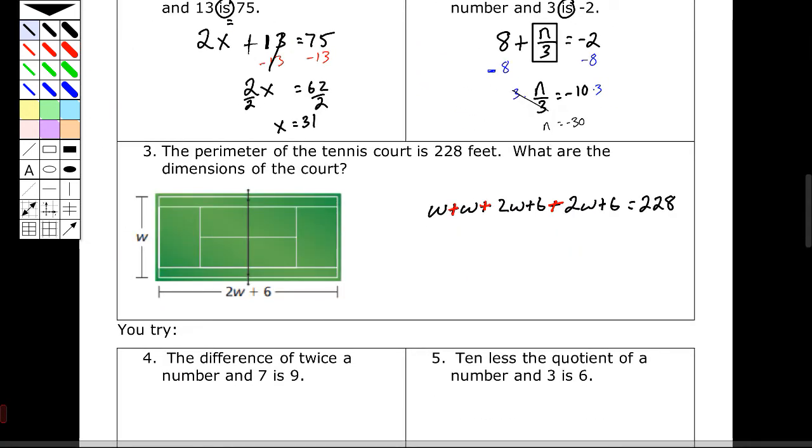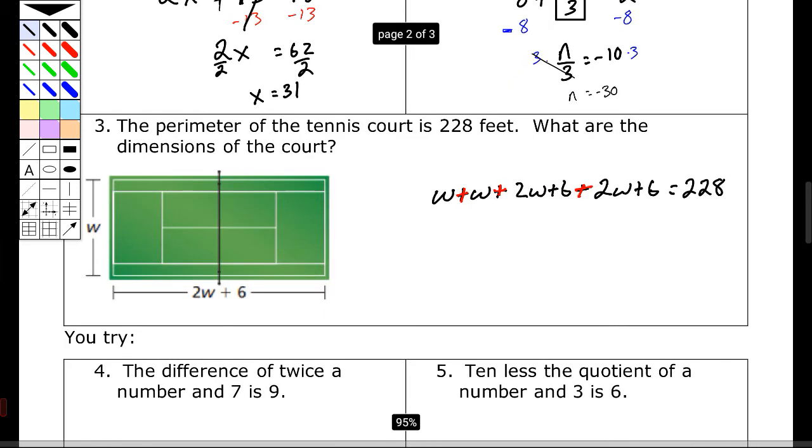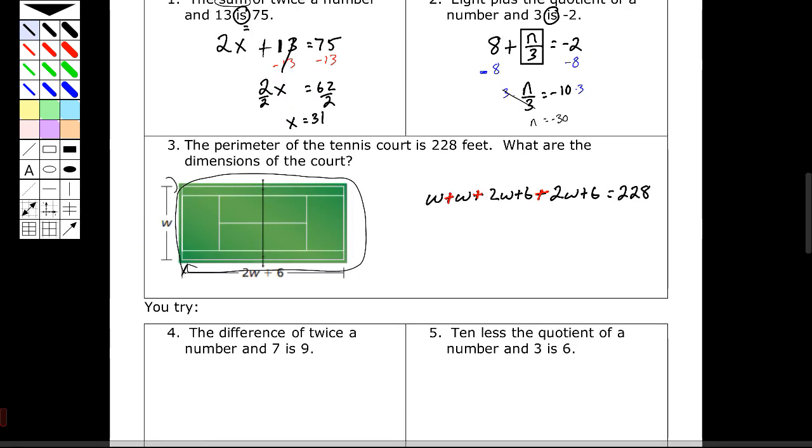Alright, the perimeter of a tennis court is 228. What are the dimensions? So remember, perimeter is just the distance all the way around, right? So you've got to add up all the sides. So that's what it did over here. If this side is W, if it's a rectangle, this side also has to be W. So that's where those came from.